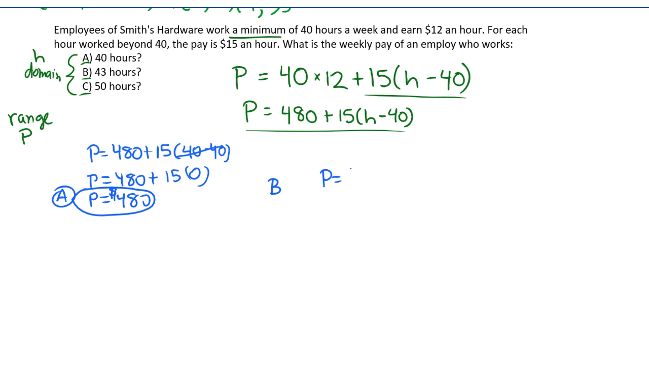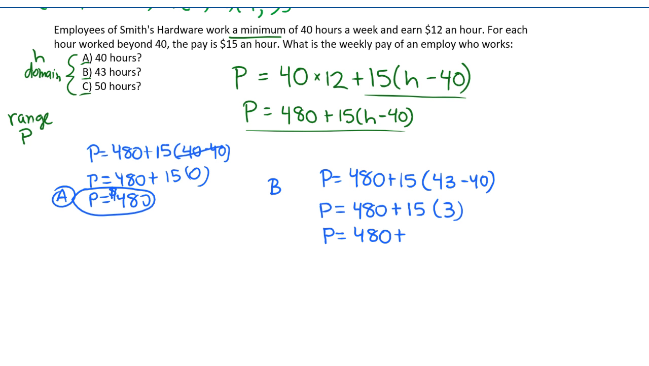Okay, B is P equals 480 plus 15 times 43 minus 40. So we have 3 hours extra that they are working, and so P equals 480 plus 15 times 3, which is 45. And when we add 480 plus 45, we have 5, 2, carry the 1, $525. Again, let's label.